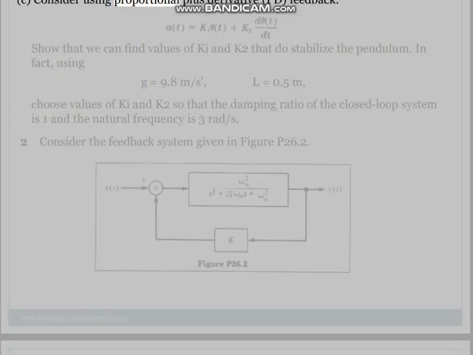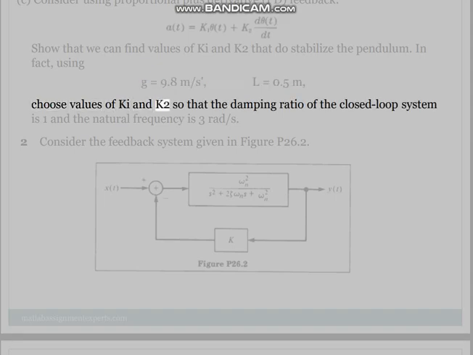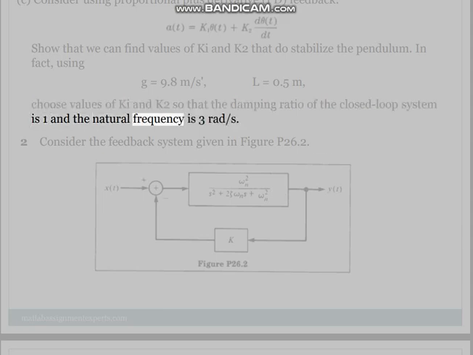C. Consider using proportional plus derivative (PD) feedback. Show that we can find values of K1 and K2 that do stabilize the pendulum. In fact, using g equals 9.8 m/s², L equals 0.5 m, choose values of K1 and K2 so that the damping ratio of the closed-loop system is 1 and the natural frequency is 3 radians per second. 2. Consider the feedback system given in Figure P26.2.